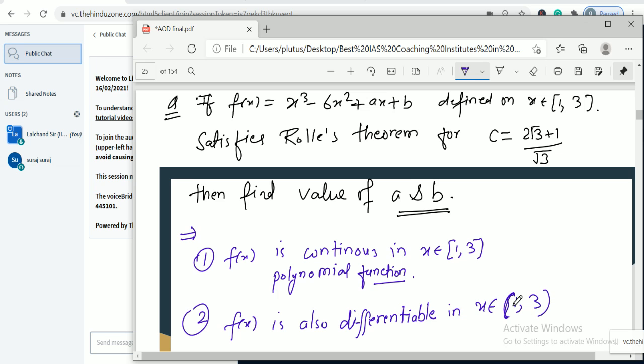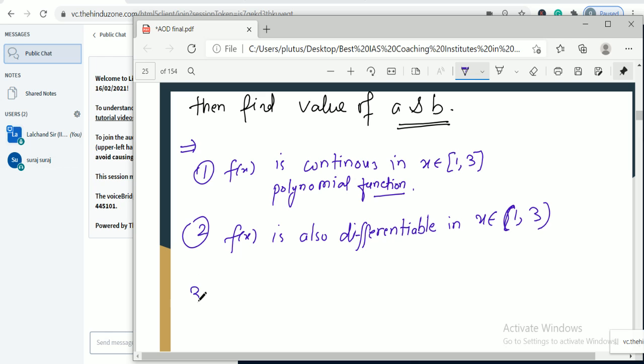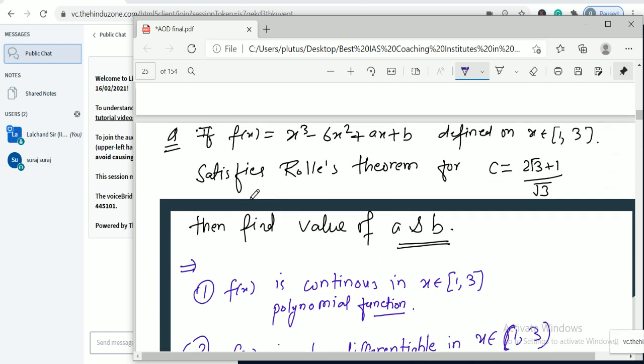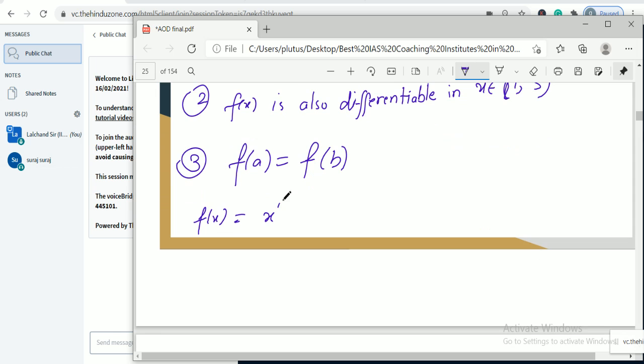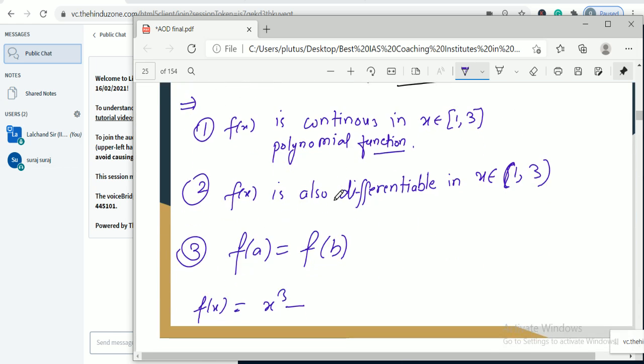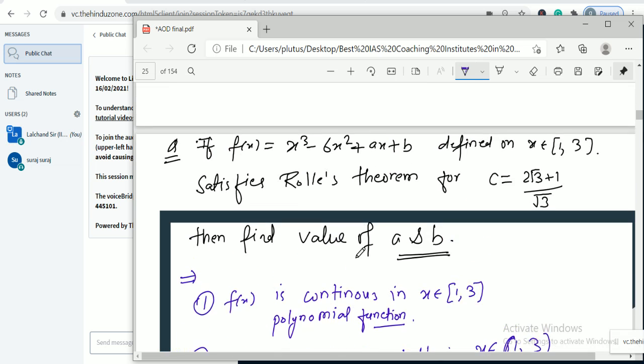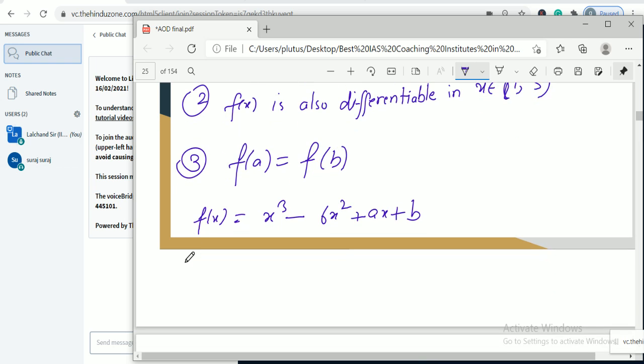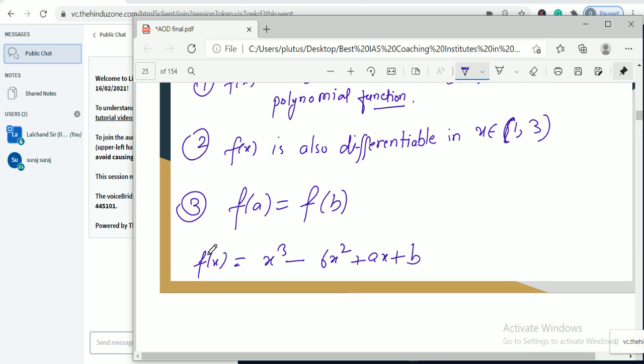Okay. So what is the third condition? The third condition for Rolle's theorem is f of a should be equal to f of b. If we equate these two, then what is our f(x)? Our f(x) value is x cube minus 6x square plus ax plus b. Okay, so if we put the values 1 and 3, because f of a and f of b, basically we can say f of 1 equal to f of 3.